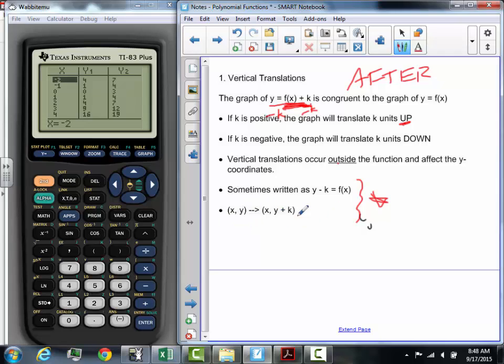This last notation here means what you're really doing is you used to have a function, and your new function, whatever your x value was, is still the same x value. But whatever your y value is now a little bit bigger. So far, so good? Okay.